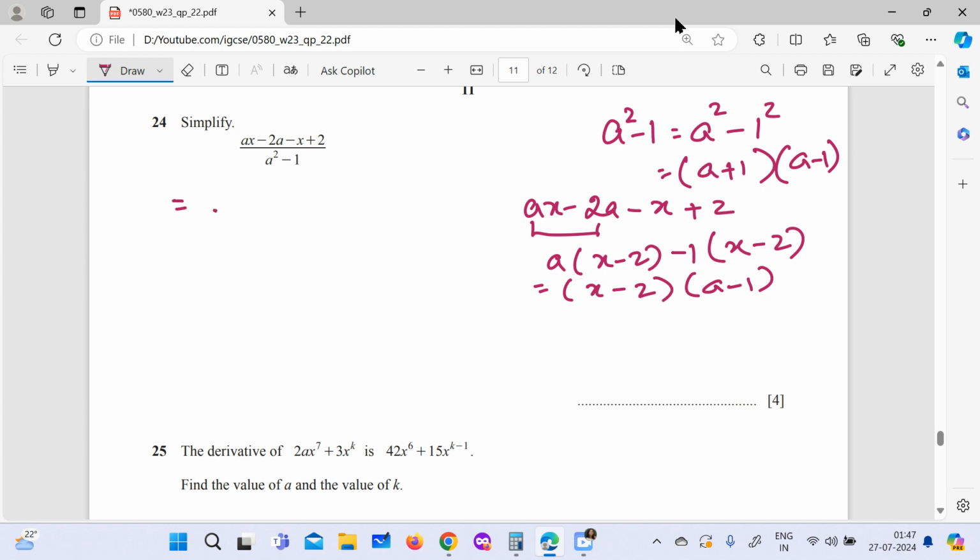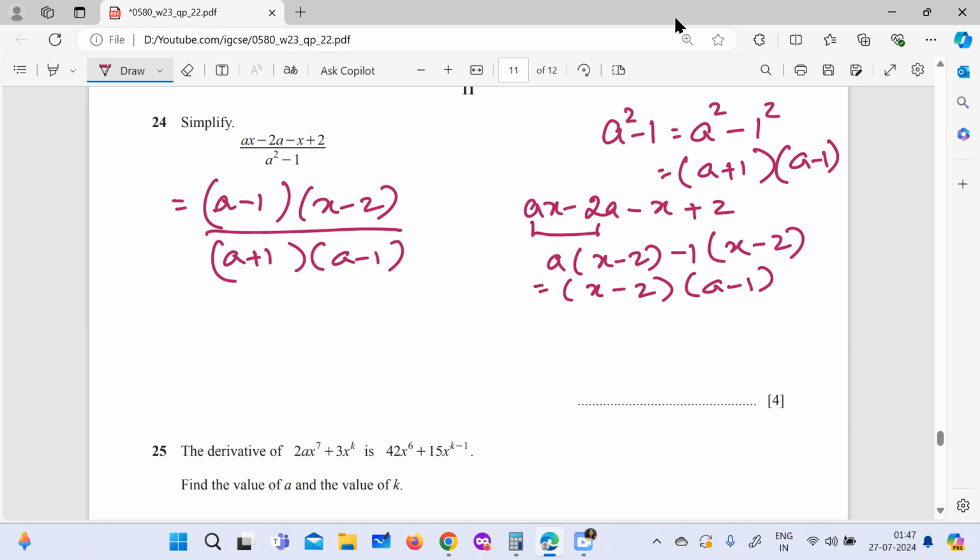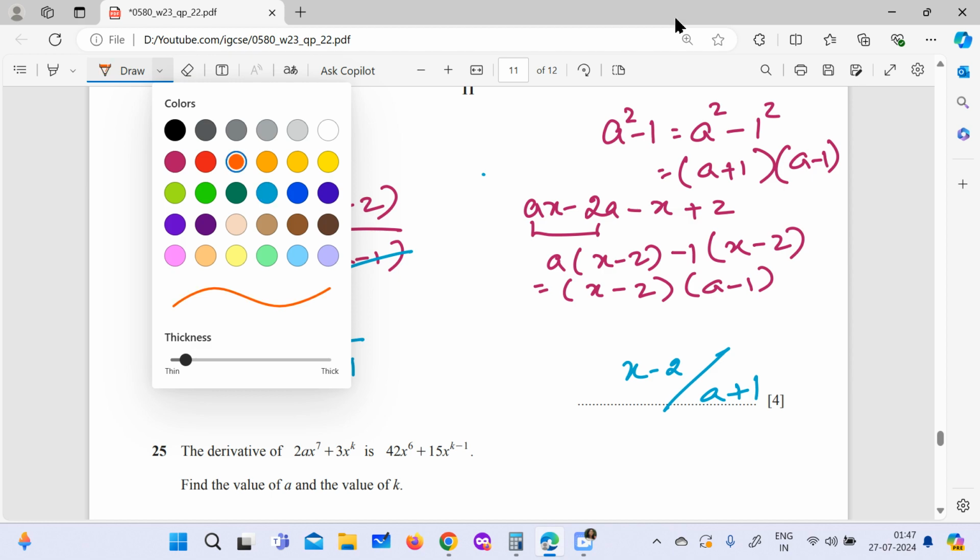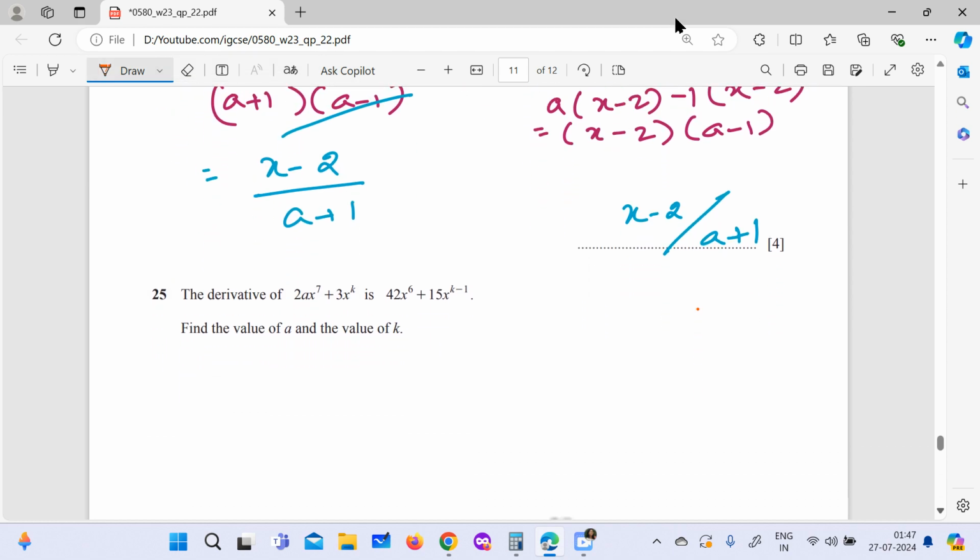We can write this as a minus 1 times x minus 2 over a plus 1 times a minus 1. And now what happens is that we cancel. So you get x minus 2 over a plus 1. So our answer is x minus 2 over a plus 1. Okay, let's move to the next question.